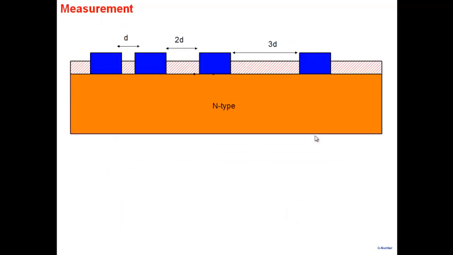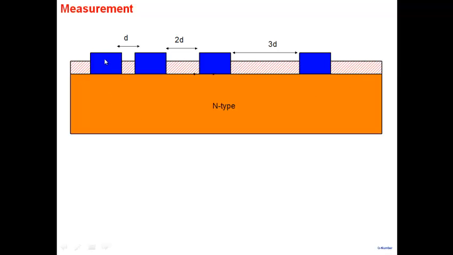Well, a very simple way of measuring, well, not so simple because you have to make a test structure like this here. So what you do is you make a test structure. Okay, this is a test structure. So you have one contact here, the same N type. You have another contact. These are separated by a distance, let's say D. You have a third contact separated by a distance 2D, another 3D, and so on and so forth. You can make a larger test structure.